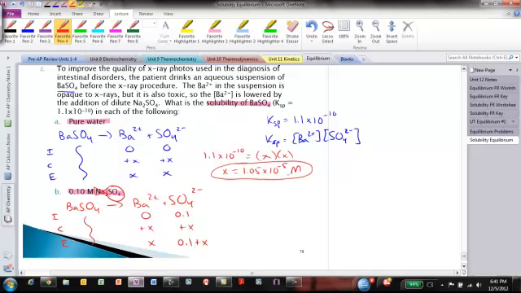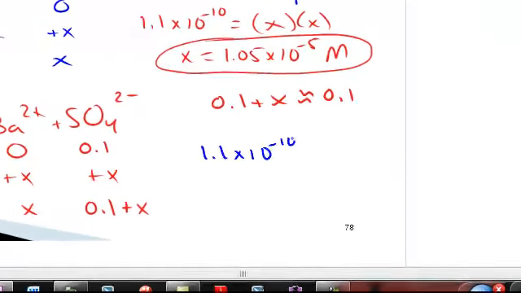So if you looked at what happened before, X was pretty tiny. If you compare X to this 0.1, 0.1 plus X is going to be about 0.1. So when we set up our Ksp, when we plug in there, we're going to go 1.1 times 10 to the negative 10 is equal to barium, which is X, and we're going to say this one is 0.1, but the X is not going to change the sulfate by much.